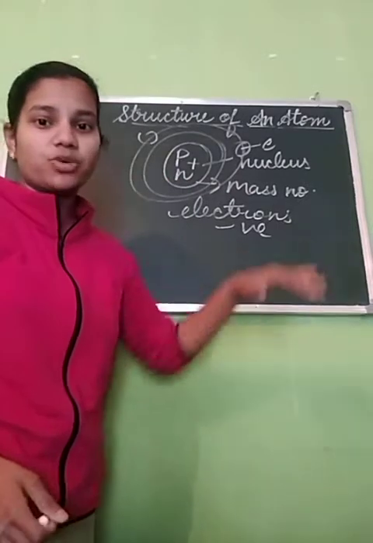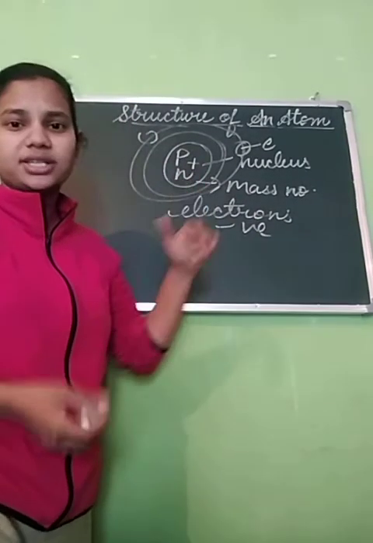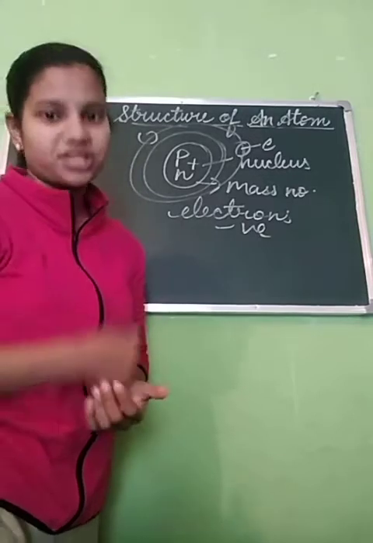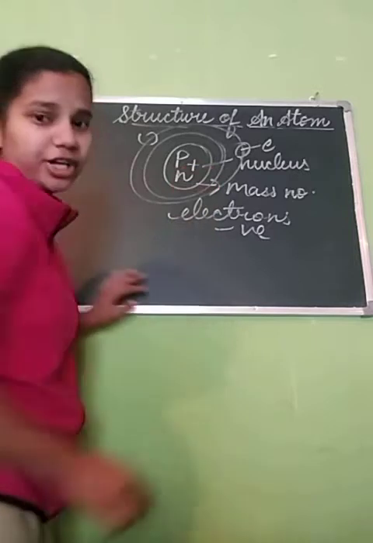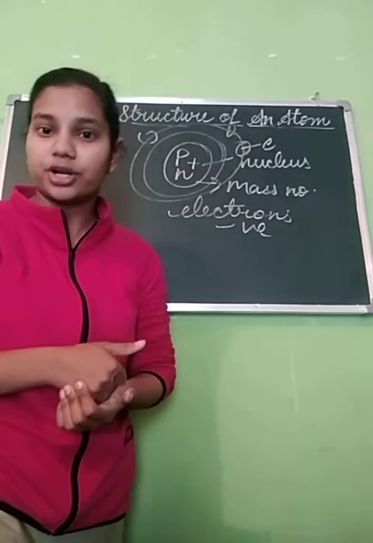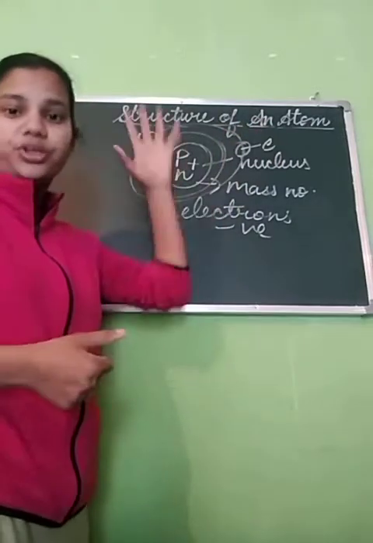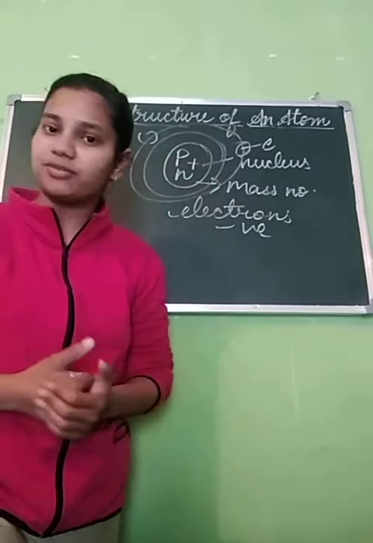Now, there are some bondings. Why do they always rotate around the nucleus in fixed orbits or fixed shells? Let's find out. Why are only the proton and neutron sitting inside the nucleus and not the electron? And why does the electron not go inside the nucleus, even though it is negatively charged and the proton is positively charged?